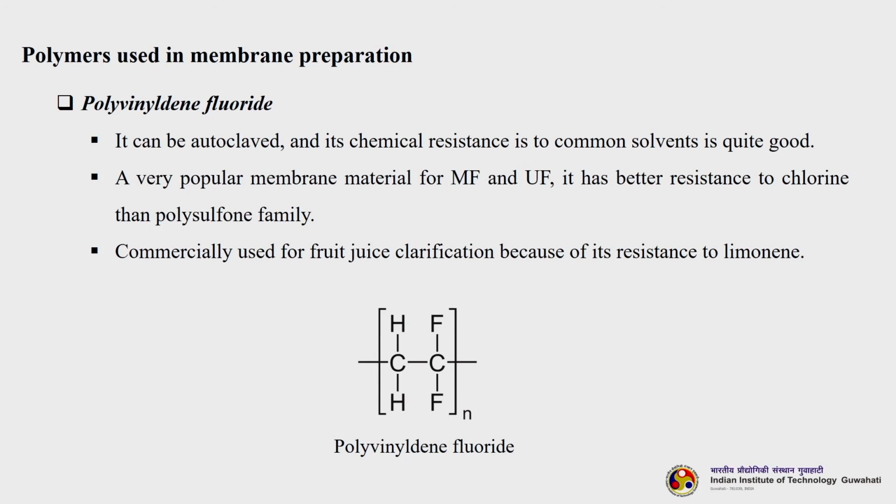So, the next class is PVDF, polyvinylidene fluoride. It can be autoclaved. This is the beauty of PVDF membrane, and its chemical resistance to common solvents is extremely good. It is a very popular membrane for manufacturing of microfiltration and ultrafiltration, and it has better resistance to chlorine than all other polymeric materials. It is commercially used for fruit juice clarification because of its resistance to limonene. Limonene is the substance which is present in most of the fruit juices. So, this is the structure of PVDF.